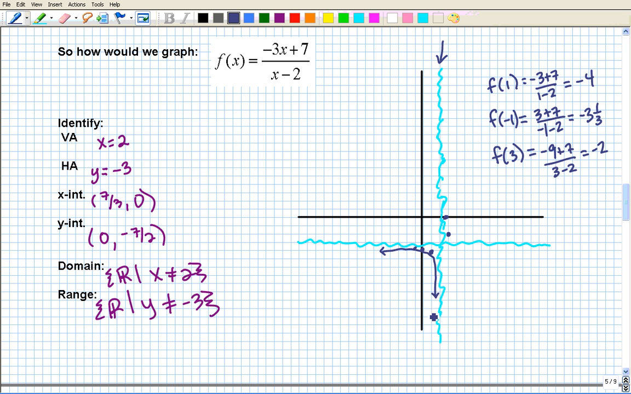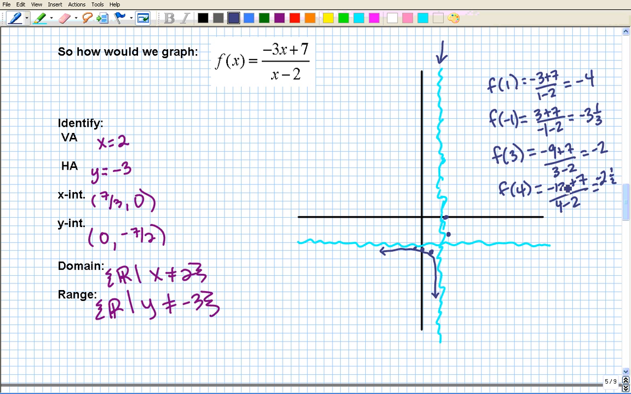It's right there. And then we could also pick the point, how about we try 4, f of 4. There's no need to pick complicated points, just pick the easiest ones and the closest ones. So we've got f of 4, so that'll be negative 3 times 4 is negative 12, add 7 over 4 minus 2. So then we'll get negative 5 over 2, so negative 2.5.